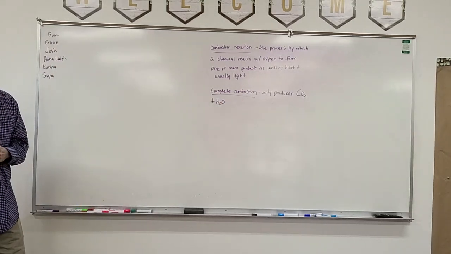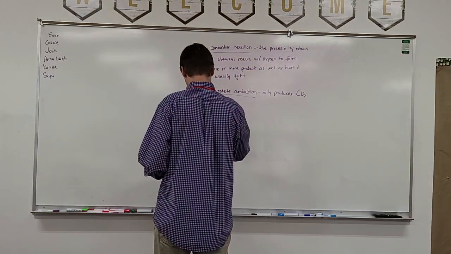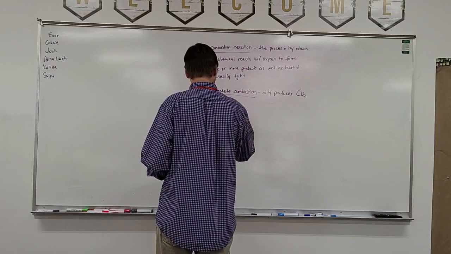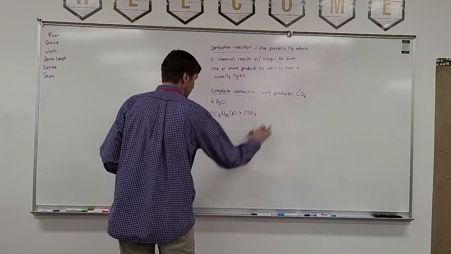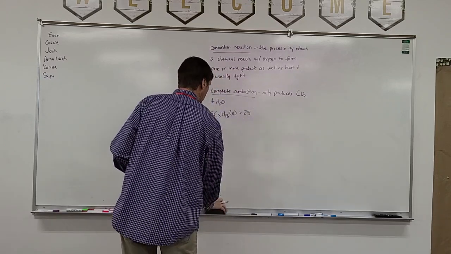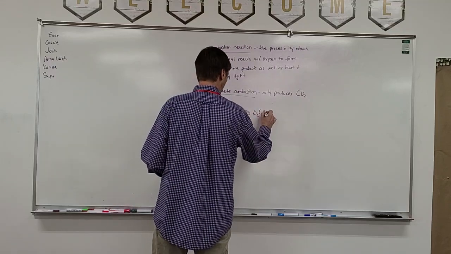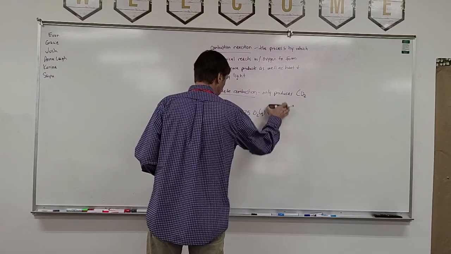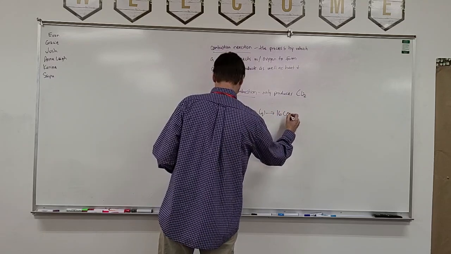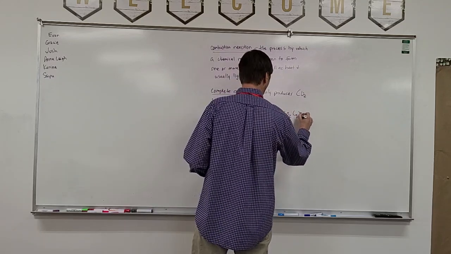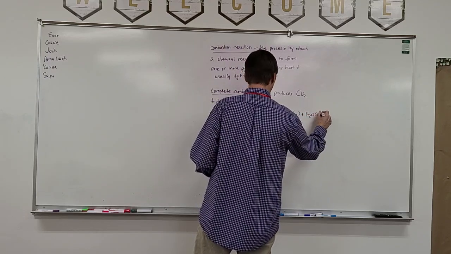Okay? So for example, if we had something like this, 2C8H18 in liquid form plus 25O2, and try to separate that 25 and that O so it doesn't look like a zero, 25O2 in gas form yields 16CO2 in gas form and H2O in gas form.